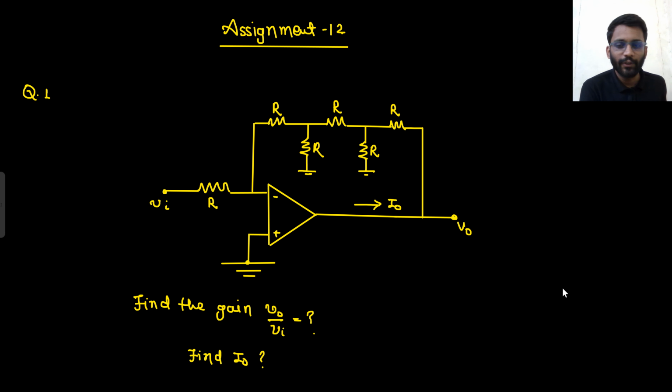Hi everyone, in this video we are going to solve this assignment. This is the first question: we have to find V naught by V in, and then tell the value of I naught. It's a very simple question, you can try it on your own and then check the solution.